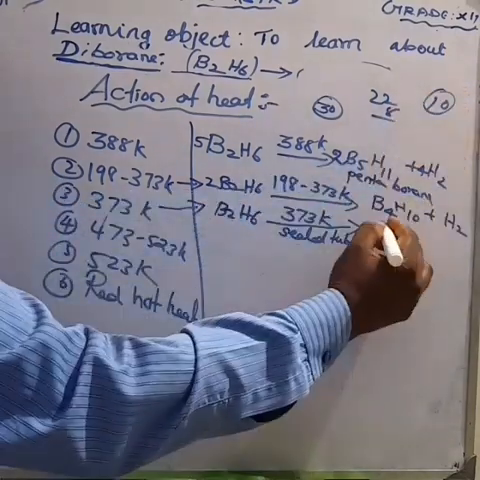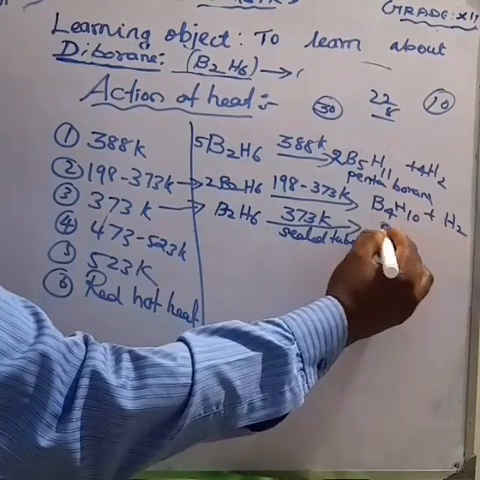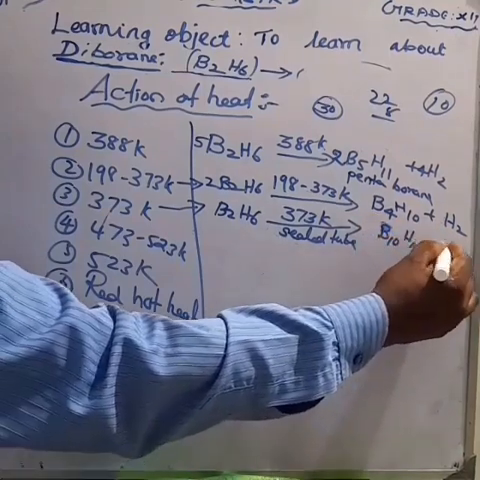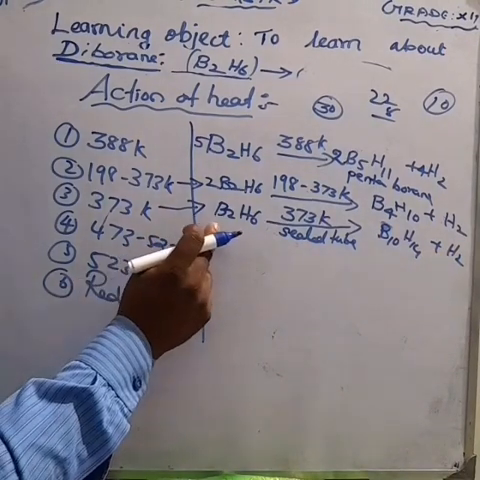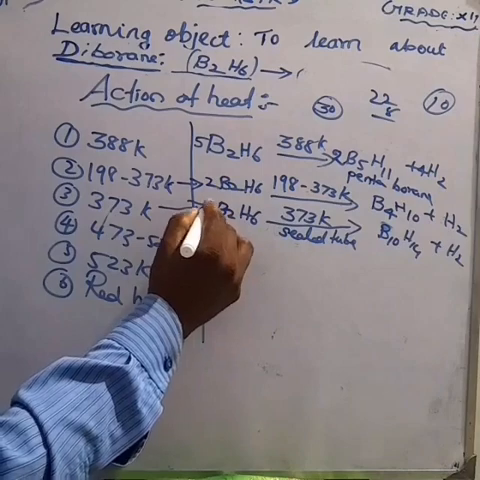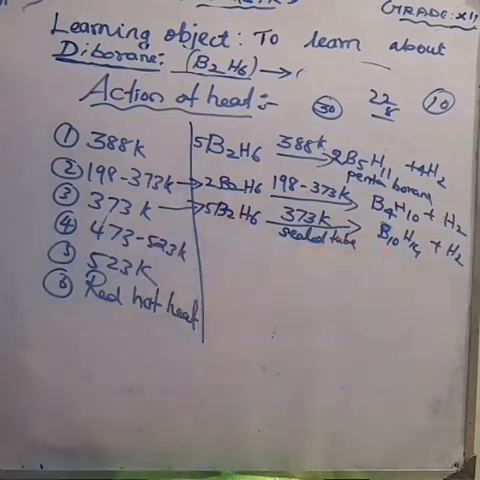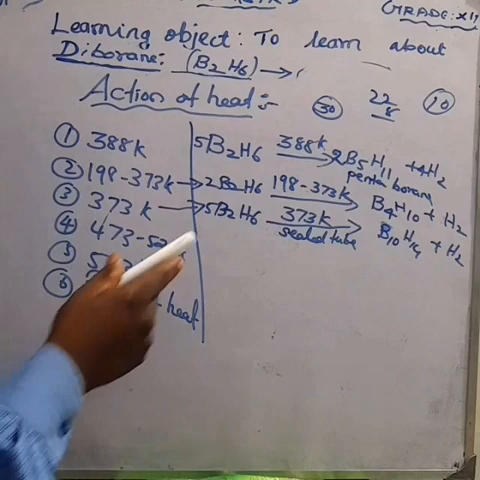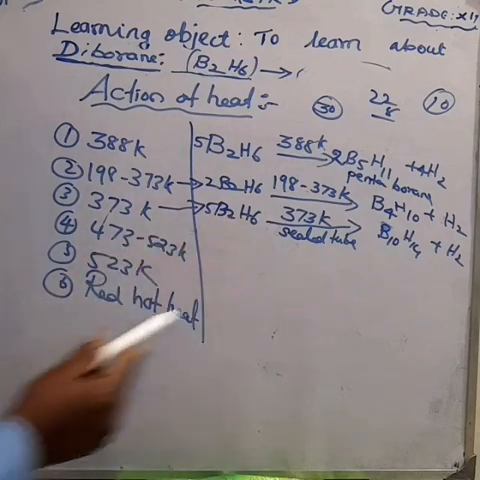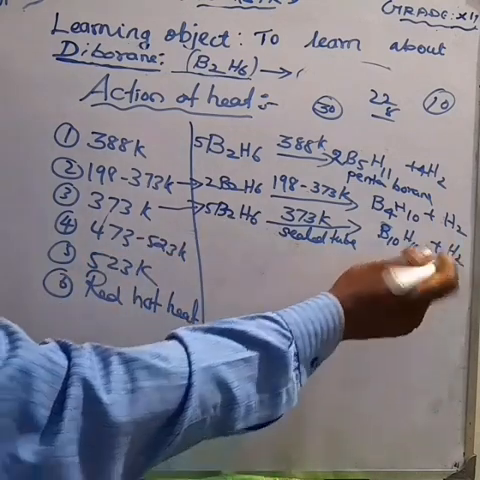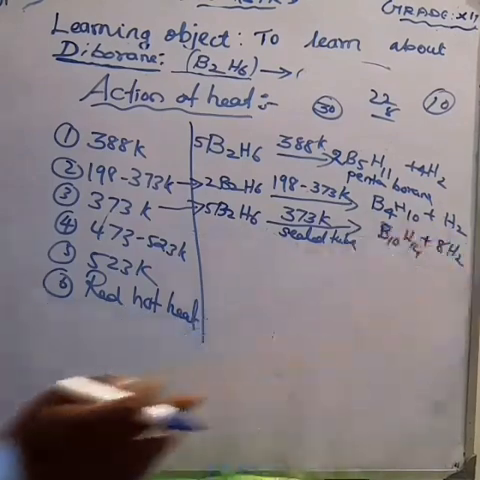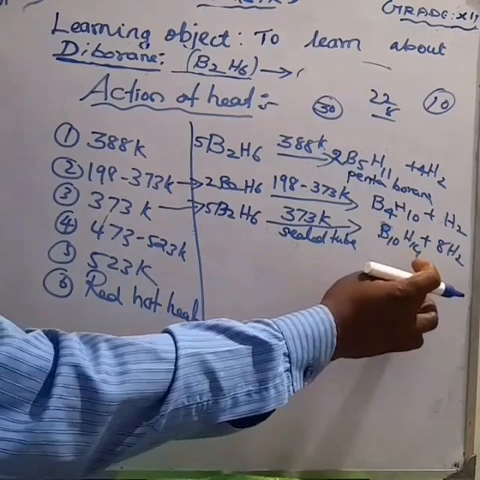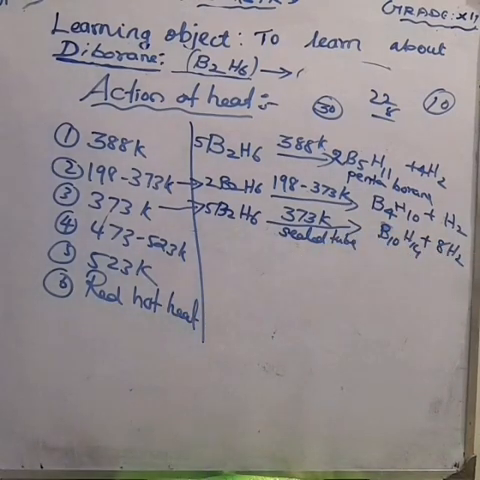Deca means 10. B10H14 plus H2. How can you balance the reaction? The product side has 10 boron. So on the reactant side, if you multiply 5 into 2 is equal to 10, then boron is balanced. What about the hydrogen? Here there are 30 hydrogen. What about here? 14. If you make 8 here, 8 into 2 is equal to 16, and 16 plus 14 is equal to 30. So the hydrogen is also balanced.